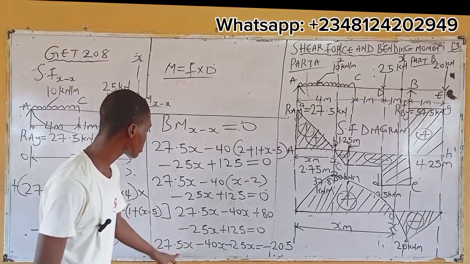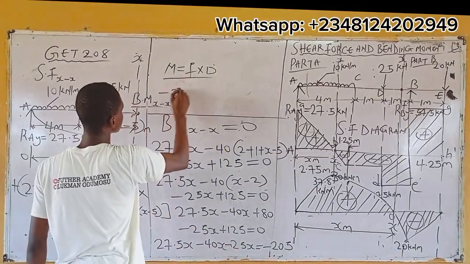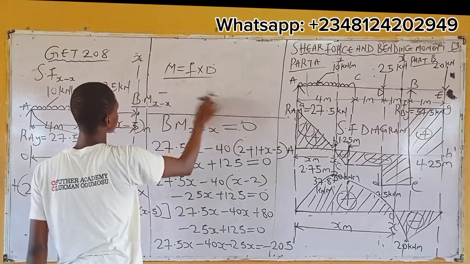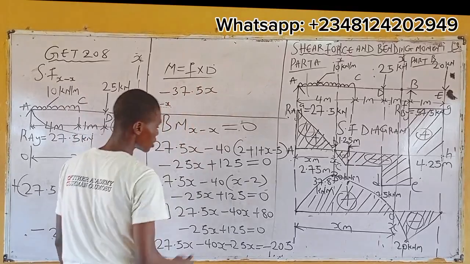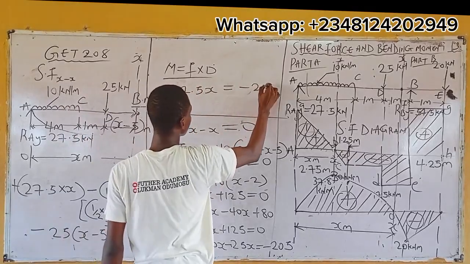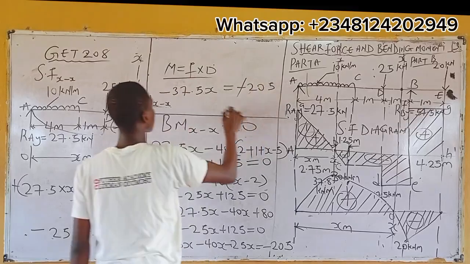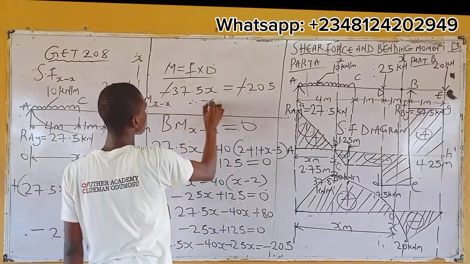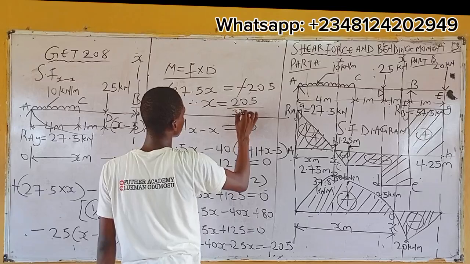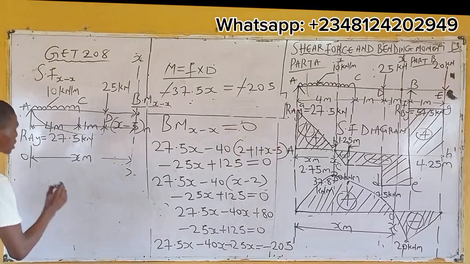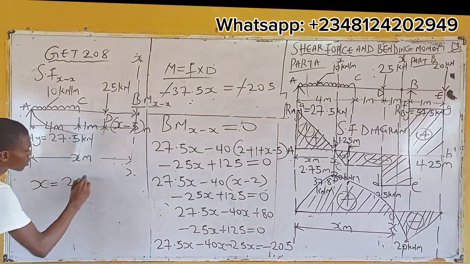The algebraic sum of this: this minus this will give us 37.5, minus 37.5x, right? Equating that to negative 205, this cancels out. Therefore, x is equal to 205 all divided by 37.5. What's the answer? x equals 205 divided by 37.5.